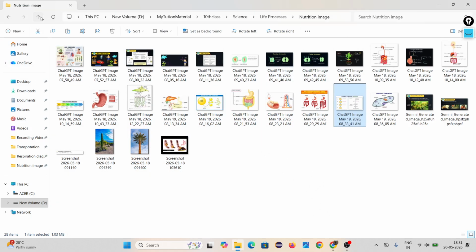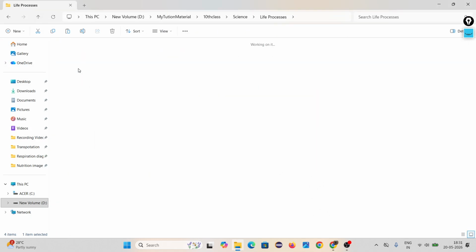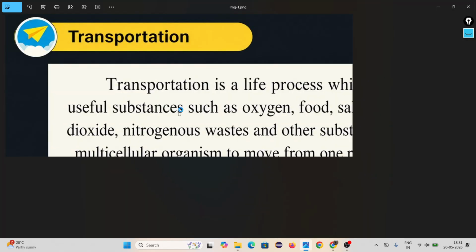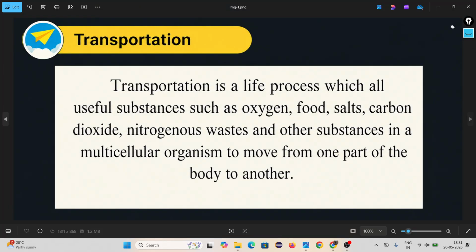Then we come to one of the important chapters, that is transportation. Today we have to complete this chapter. Transportation meaning, what do you mean by transportation? Look, think the food is digested. Tell me the final site of digestion. What is the final site of digestion? Tell me which organ is the final site of digestion?